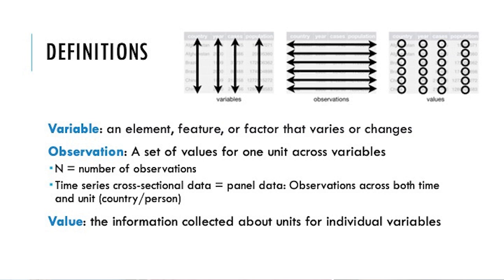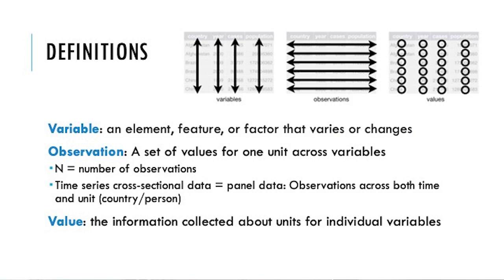Two common phrases you'll hear in regards to observations are the N of a study, which just means the number of observations, and time series data, which essentially means we're looking at least one unit over time. Time series cross-sectional data varies both the time and the unit of analysis. This is also called panel data.